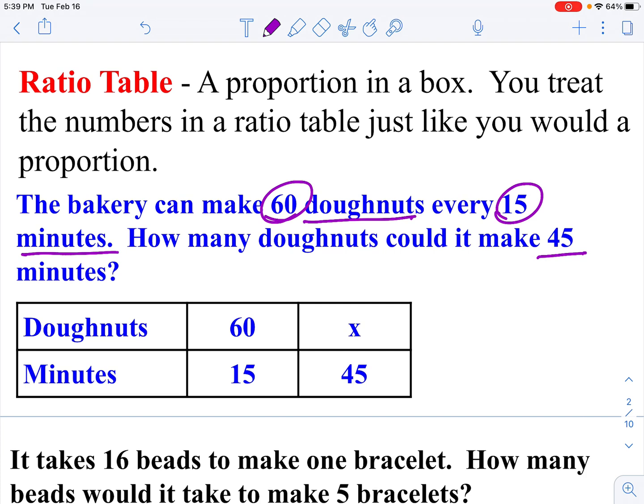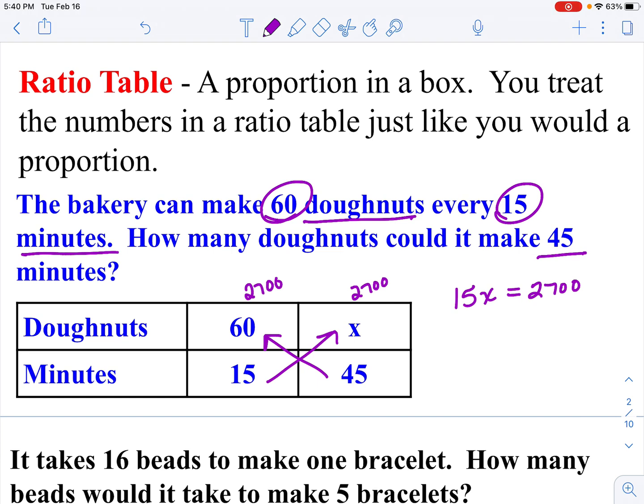So if a ratio table is just a proportion in a box and I treat it just like a proportion, then I'm going to say, okay, I know this times this has to equal this times this. So 45 times 60 is 2,700. So 15 times x has to equal 2,700. And yes, that says 15 times x because side by side means to multiply.